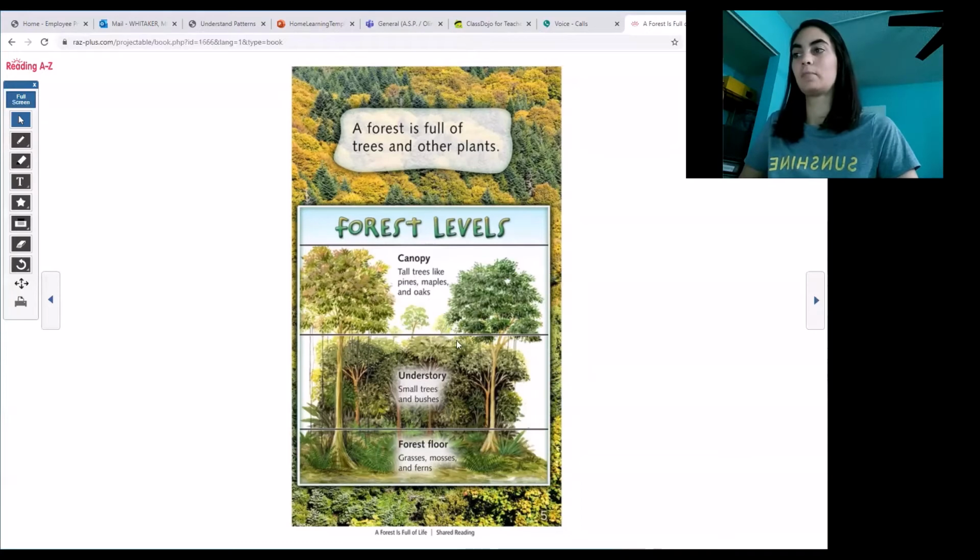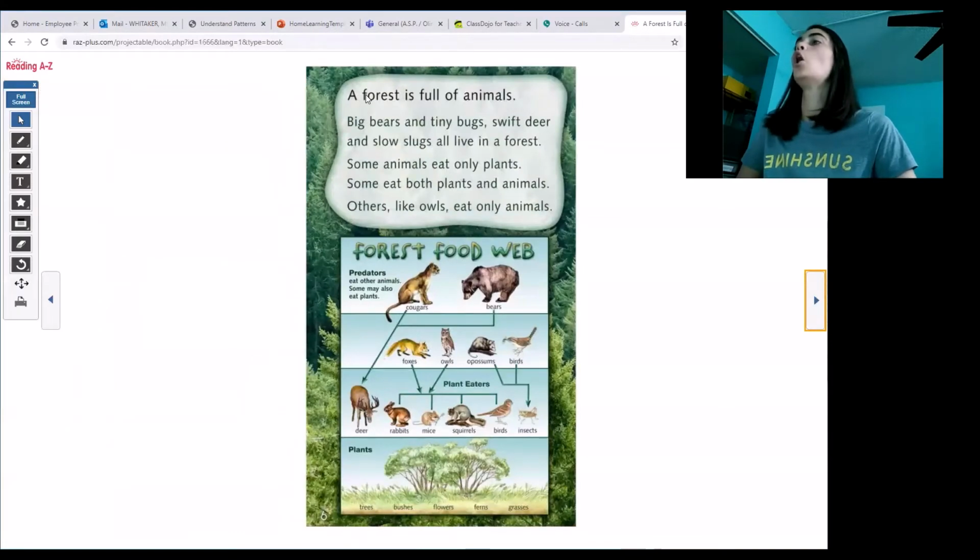It's the very top. The understory is under the canopy. It's a little bit smaller. And then the forest floor is on the floor. Grass, moss, and ferns. So these plants right here. So it's actually a very helpful diagram. All right, next. A forest is full of animals. So it talked about plants, and now it's talking about animals.